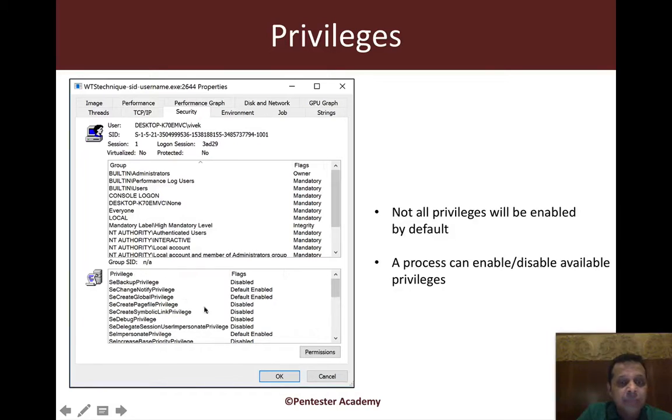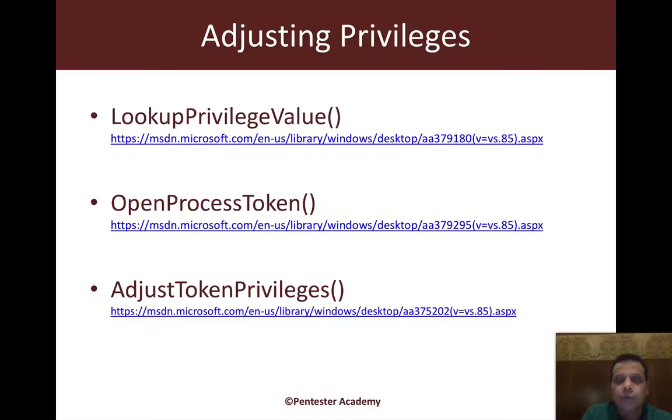Even though privileges may be available, not all privileges may be enabled by default. And we would have to explicitly enable or disable what we need. And in this case, we are interested in the SE debug privilege. So what are we going to do? First, we are going to go ahead and look up the value for the SE debug privilege, right? The value which we can feed to other APIs. Then we are going to have a handle to the actual token of the process, which is ourselves, right?